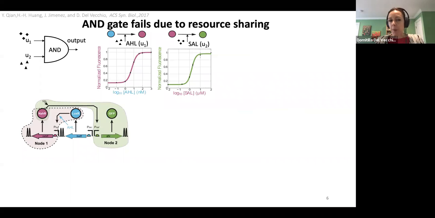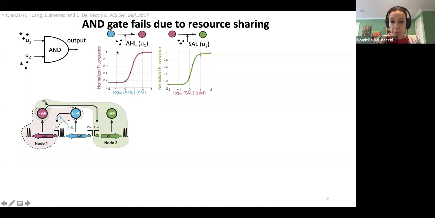Another example, still coming from our lab, and again, we bumped into this by chance when we were building a simple AND gate. An AND gate is a system that takes two signaling molecules as input and gives an output when both of them are present.